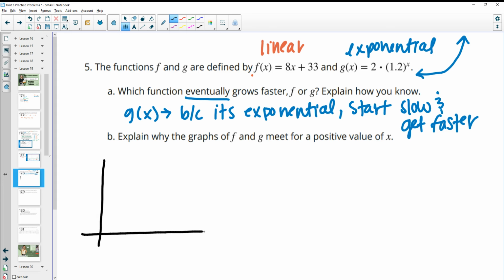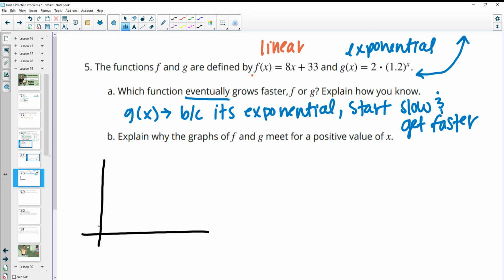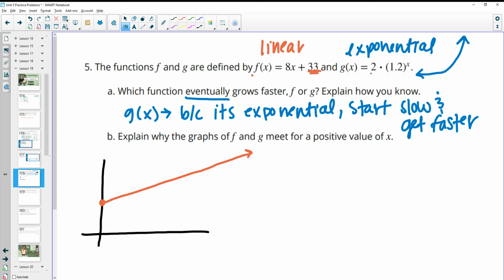So if we think about what these graphs are doing, how they're starting and then how they're moving. We know that this f function starts at 33. So let's pretend 33 is here. And then it grows at a constant rate of 8, right? So this is what the linear function graph will do. Then the exponential graph is starting at 2. So it's starting way down here, but then it's slowly growing, and then all of a sudden it's going to grow faster and faster, and it's going to overtake that f graph.